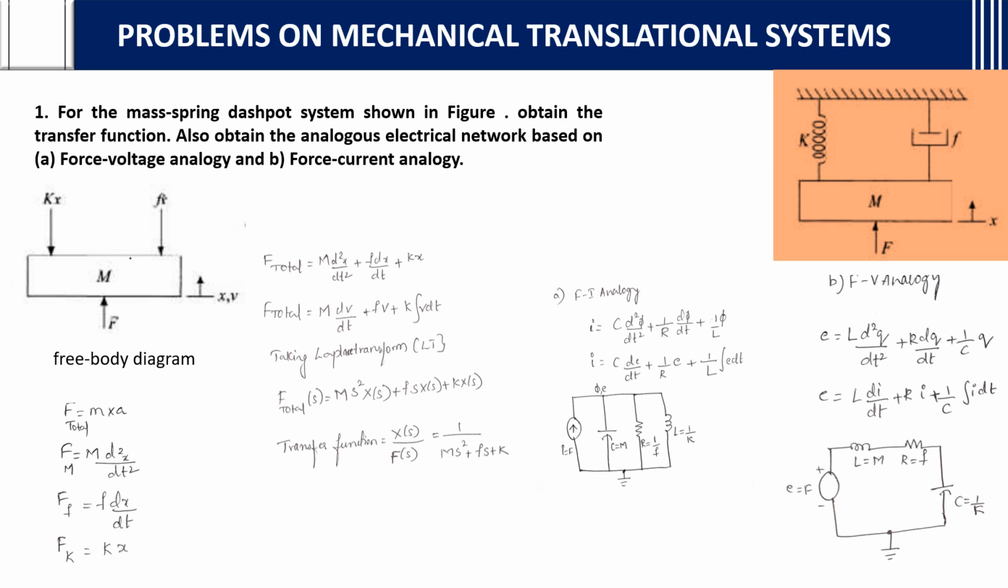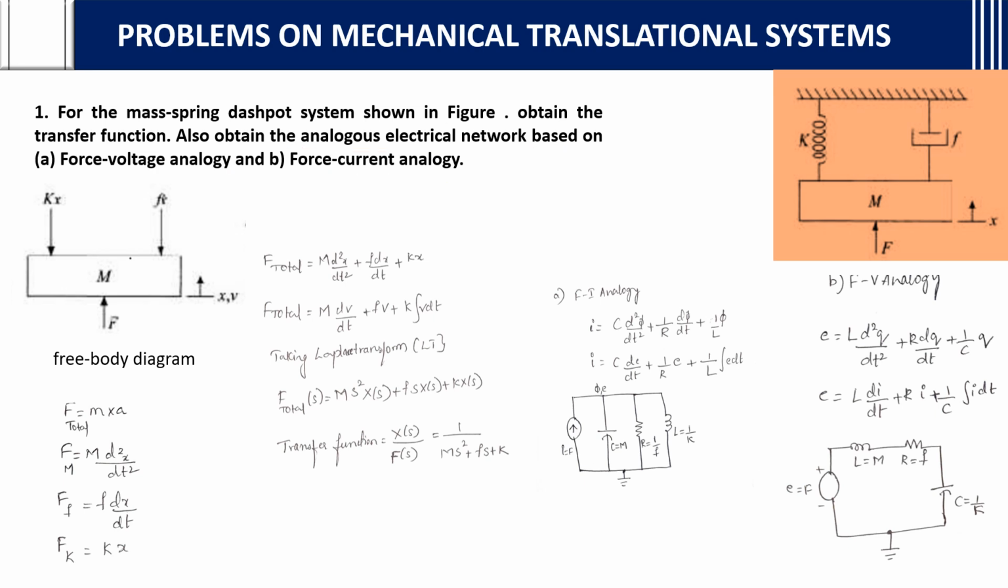Problems on mechanical translational system. Here if you see, this looks like a translational system. This is a spring, this is a damper circuit and this is a mass. Okay, then how to do the sum? If you see the question, what they are asking for the mass spring dashpot system. This is mass, this is spring and this is dashpot system shown in figure. Obtain the transfer function. Also obtain the analogous electrical network based on force voltage analogy and force current analogy.